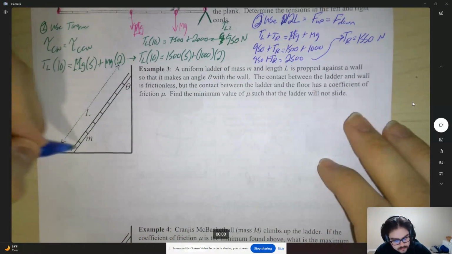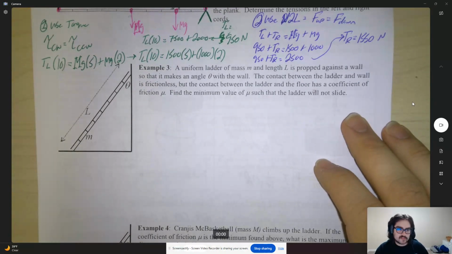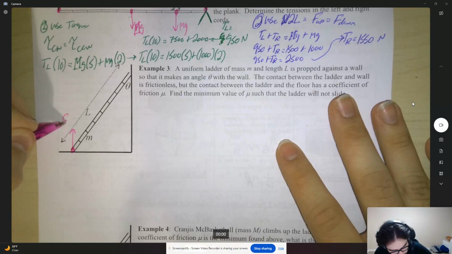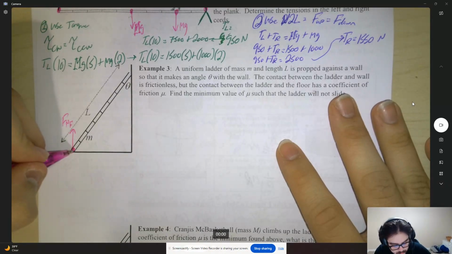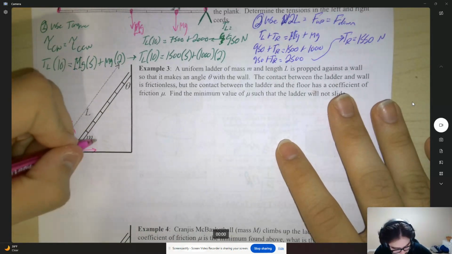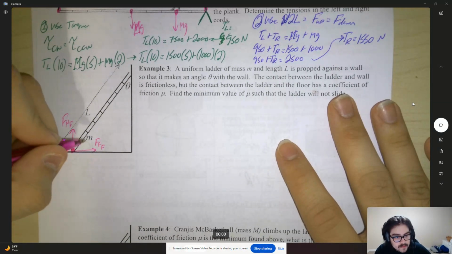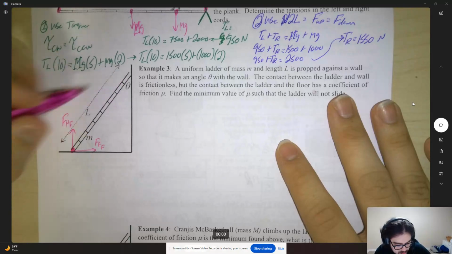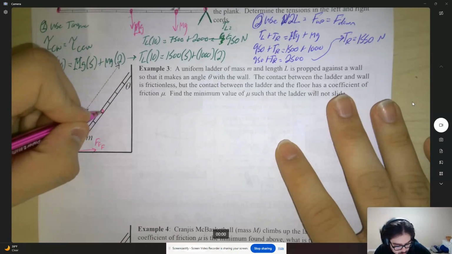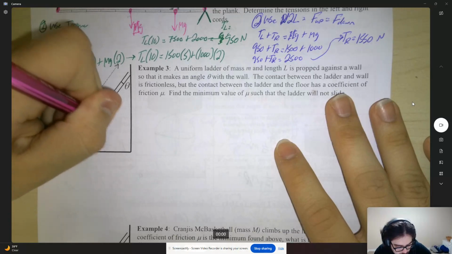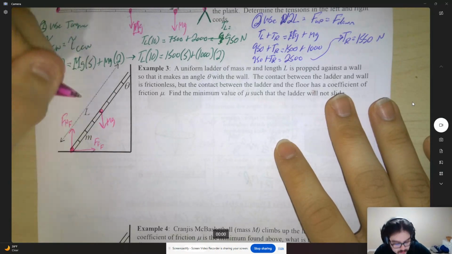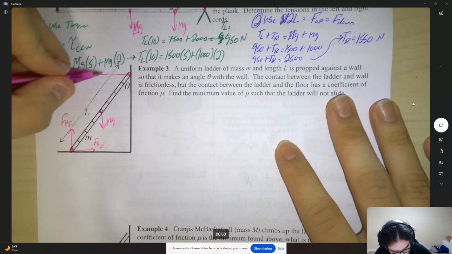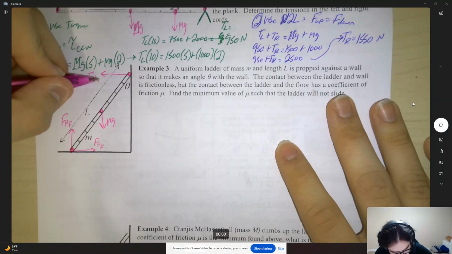Okay, so when you do this, there's a whole bunch of forces acting on it at any given time. You've got normal force from the floor, I'm going to call it F sub NF. You've got friction from the floor, I'm going to call that F sub FF. You've got the center of mass, let's call that little mg. And then at the contact with the wall, you do have normal force from the wall.